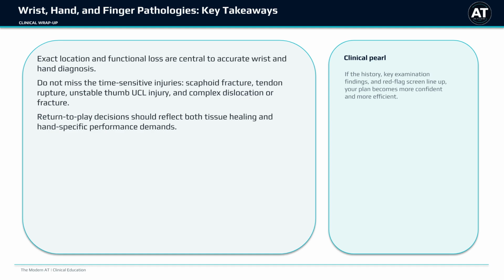A small injury can have a large impact when it affects grip, pinch, tendon integrity, or nerve function. Return to play should reflect tissue healing, stability, pain response, dexterity, and sport-specific demands.